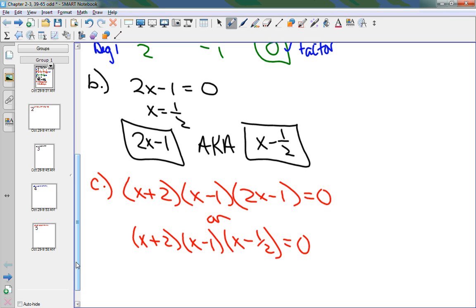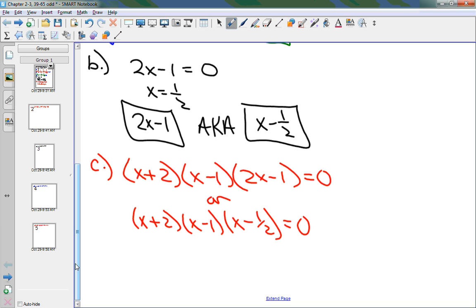And then letter D lists all the real roots. So my real roots are going to be, if I take this x plus 2 equal to 0, what's that going to be? -2. What's the next one? +1. And the last one? 1/2. There are my 3 real roots. Do we understand that?